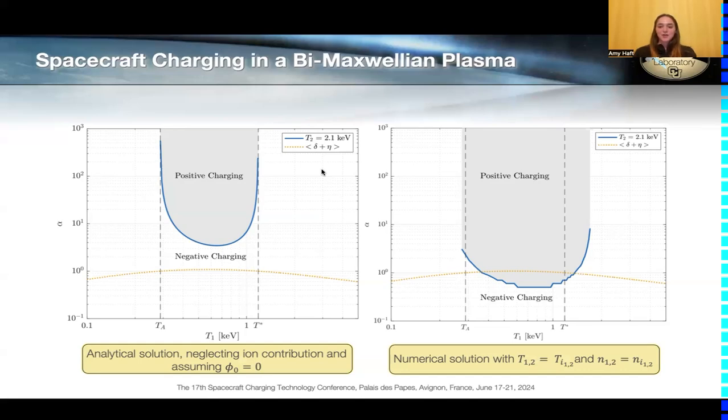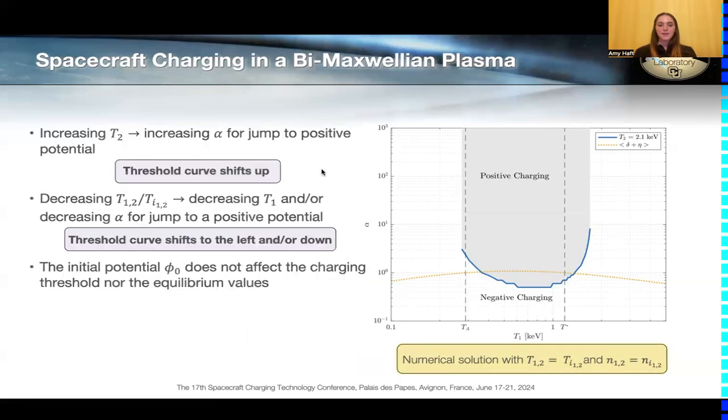The figure on the right shows the numerical solution that accounts for the ion contribution. The environment here assumes the electron temperatures are equal to the ion temperatures for both populations, and the same for the electron and ion densities. It's found that increasing T2 causes the electron density ratio required for a jump to a positive potential to increase, indicating that the threshold curve will shift up.